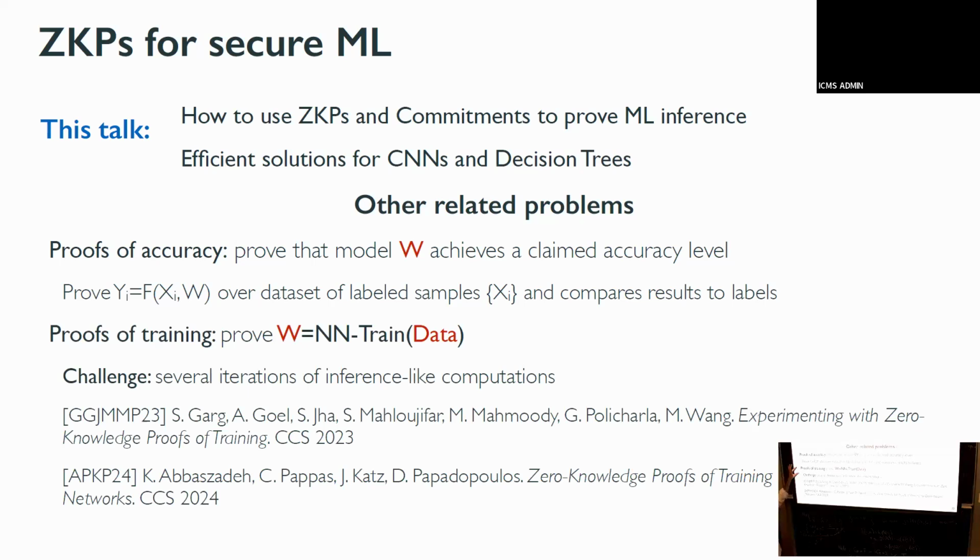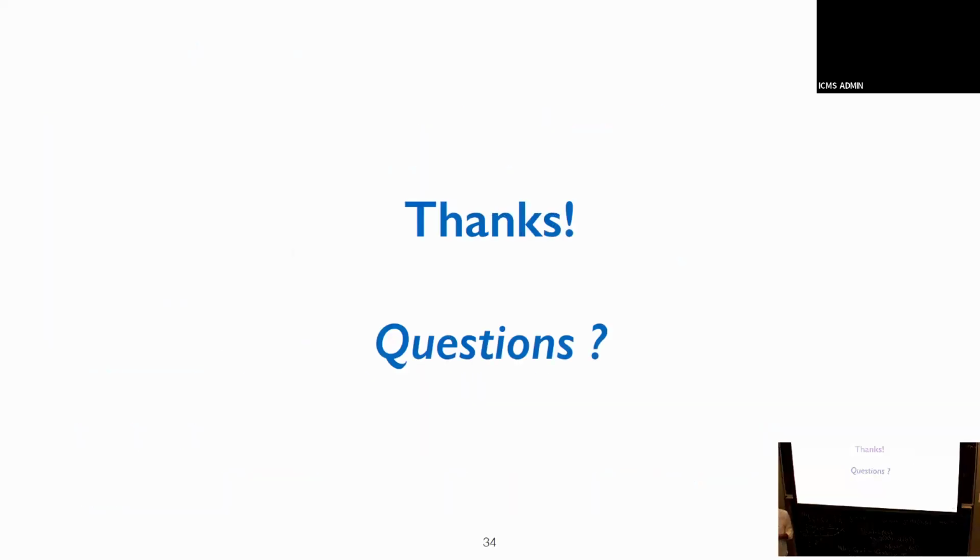A very active area of research right now is proof of training: how can you prove that W is obtained from some data? I'm putting here references for two recent works that use different techniques. This work, going to appear at CCS 2024, also uses GKR-based techniques, but the problem with training is that you iterate many times, so they use incrementally verifiable computation to deal with these iterations. Thanks for your attention, and I'll be happy to take more questions.